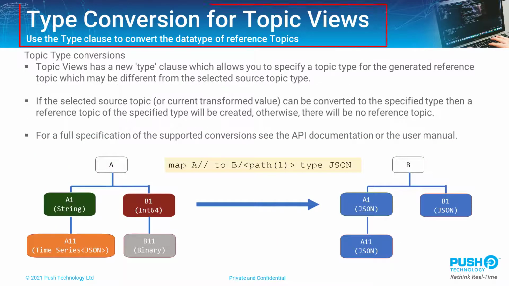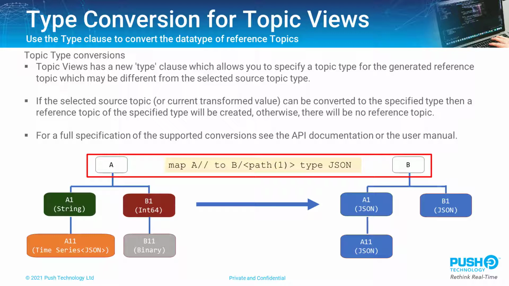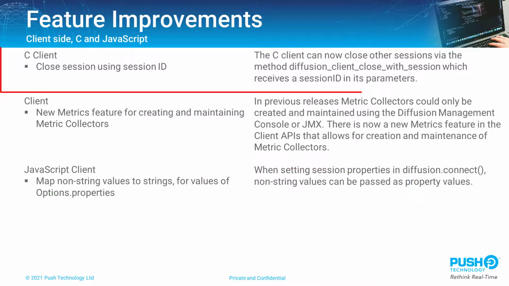Diffusion 6.7 comes with a new type conversion capability. This allows you to change the data type of reference values. In the example below, the reference topic B has all the data values that can be converted changed to the JSON data type. There's a new method for the C client that receives the session ID as one of its parameters. So now you can specify which session you want to close.